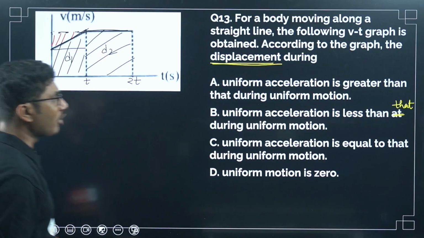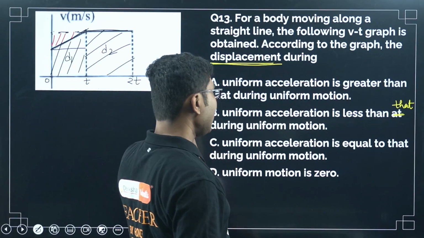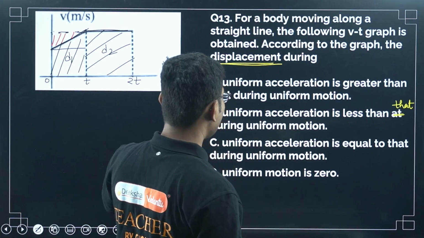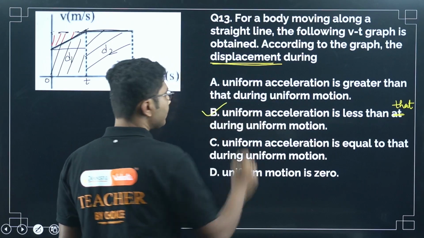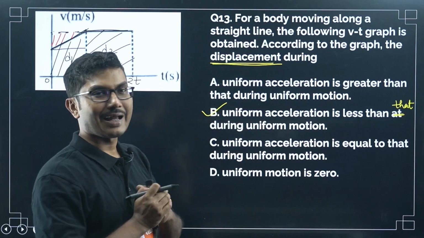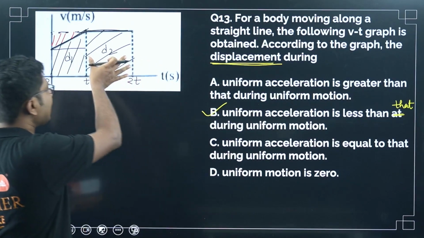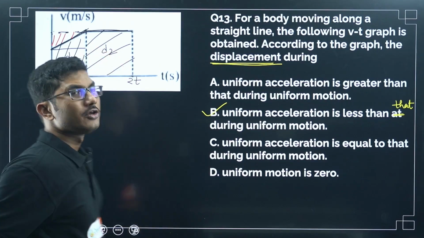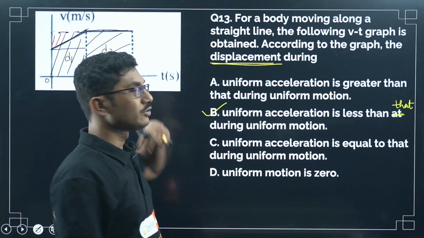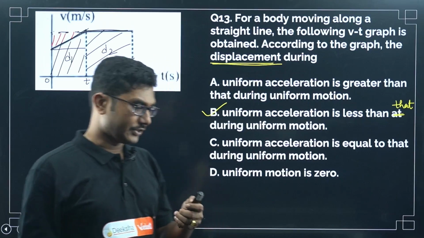So displacement is more for uniform motion. Uniform acceleration is less than that during uniform motion. Only by seeing the area you can find that, okay, this area is less, this area is more. So basically uniform motion should be more than that of the uniform acceleration, right?